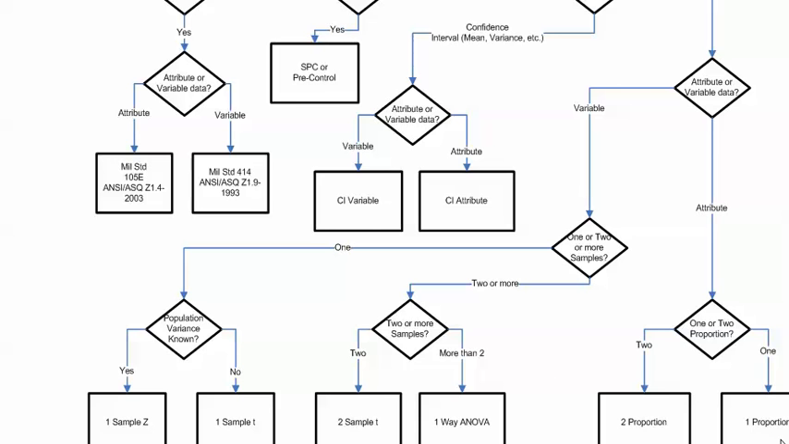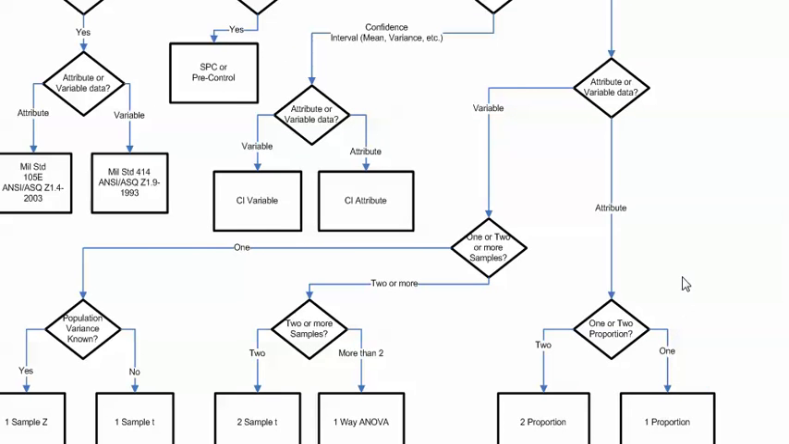If it is attribute data, then the question becomes, do we have one proportion, like proportion of defects? Is it 1 or is it 2? And likewise, we would use the appropriate calculator. So along the bottom of the spreadsheet, the sample calculators .xls, there's a tab for each of these calculators, and we'll have a look at one of those now.